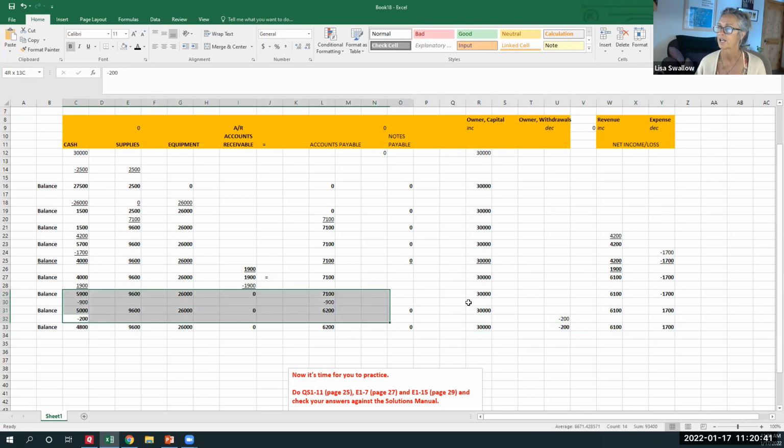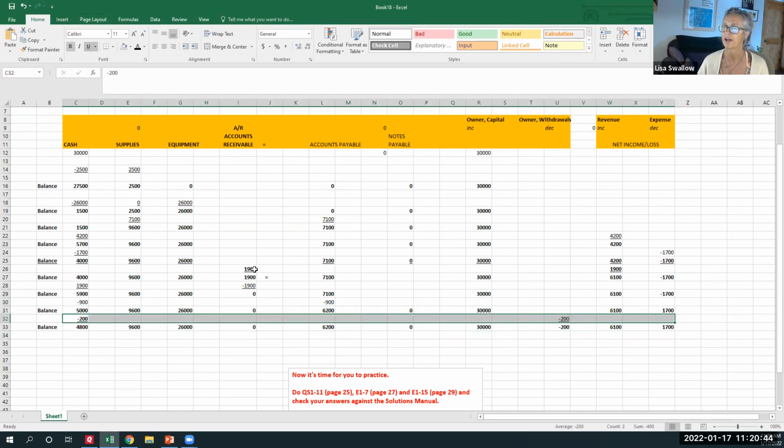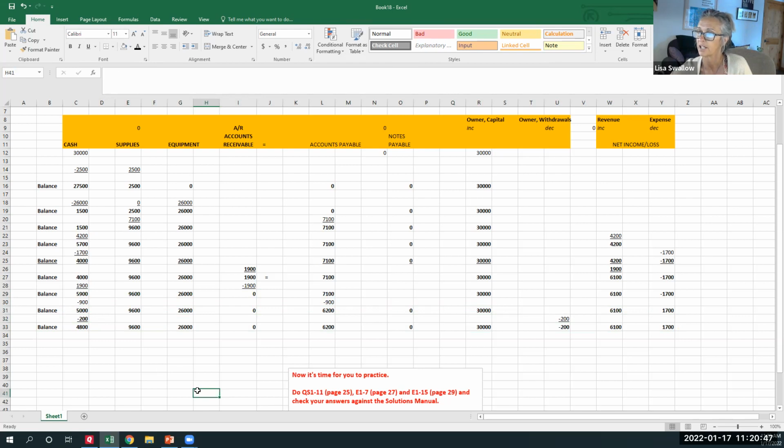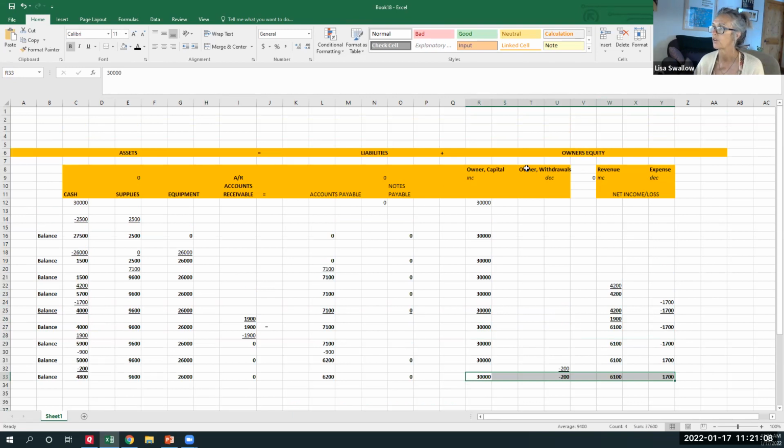Okay, I'm going to run my final tape and make sure that my accounting equation is still in balance. So on the asset side, 4,800, 9,600, 26,000 is 40,400. My liabilities total 6,200. And now I'm going to pull everything in equity together, right? Because remember, these are all subsets of equity. Revenue minus expense equals net income or loss. And the capital minus the draws are also part of this. So I'm going to take 30,000 and subtract 200 bucks of draws.